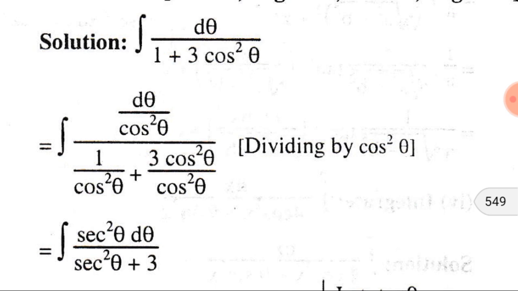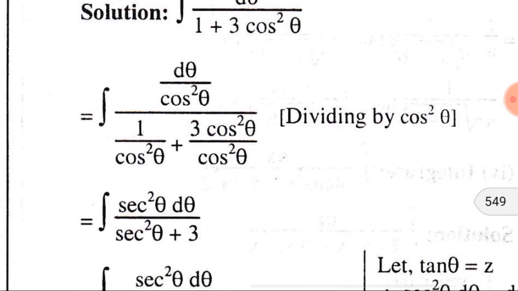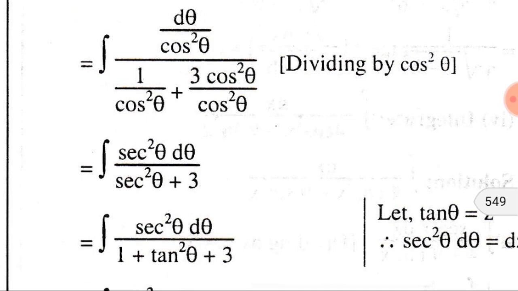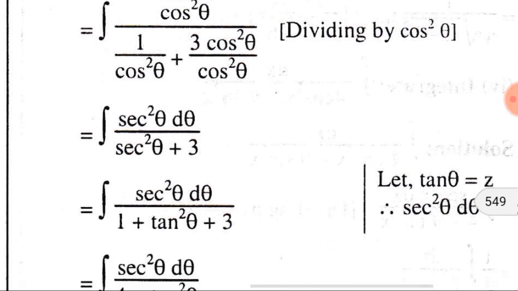Then it becomes integration d theta by cos square theta, divided by 1 plus cos square theta plus 3 cos square theta divided by cos square theta. In both the upper and lower places we can write 1 by cos square theta. We can replace 1 by cos square theta with sec square theta, because we know that 1 by cos square theta equals sec square theta.